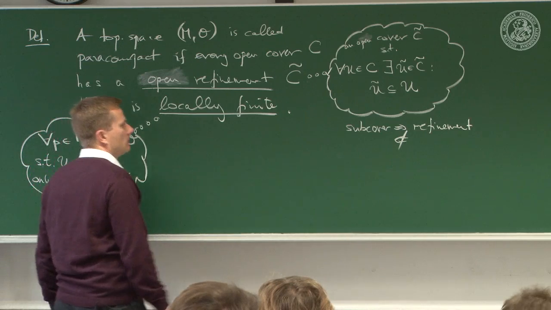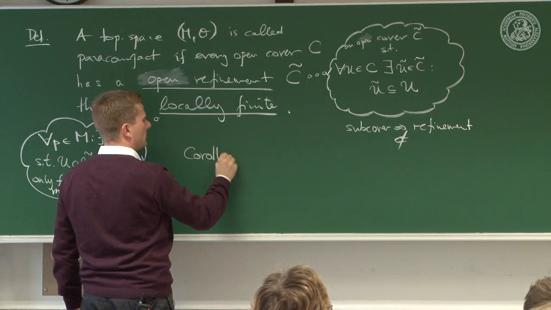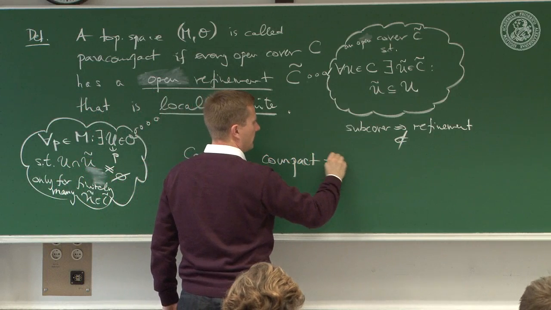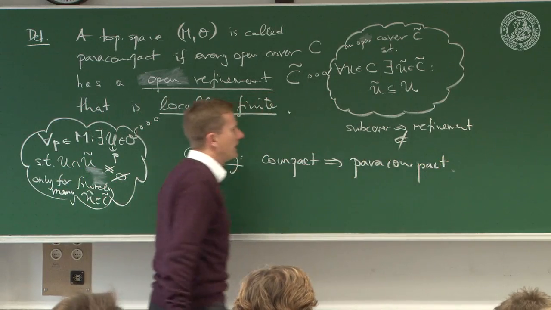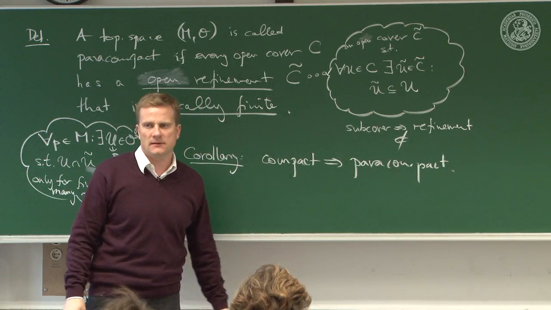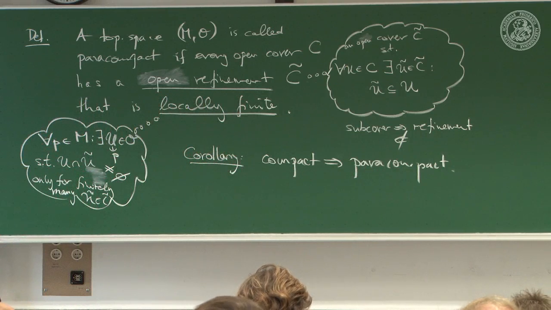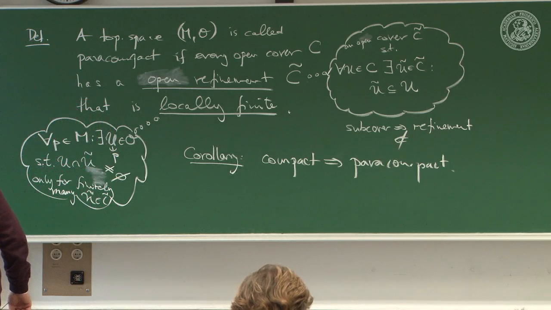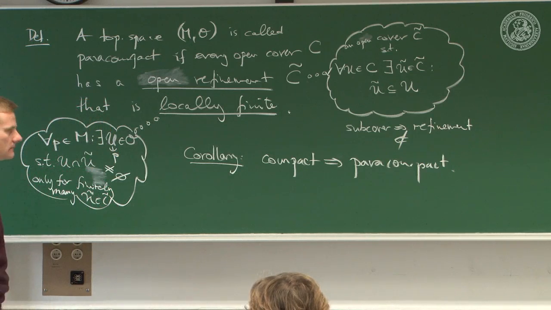Now, essentially from here, you have the immediate corollary that compact implies paracompact. So my assertion that paracompactness is a weaker notion than compactness is shown this way. Compact implies paracompact. Okay.